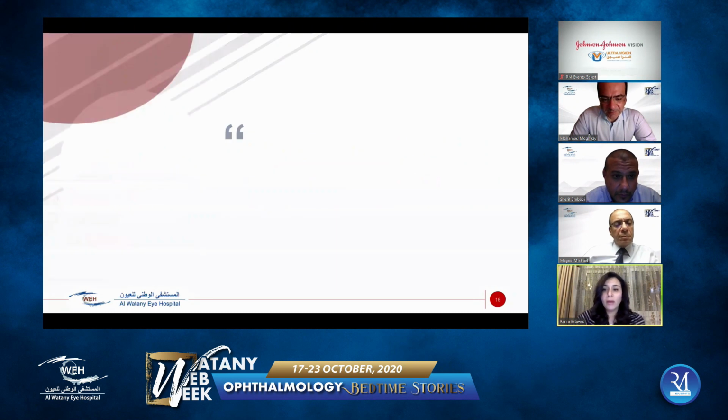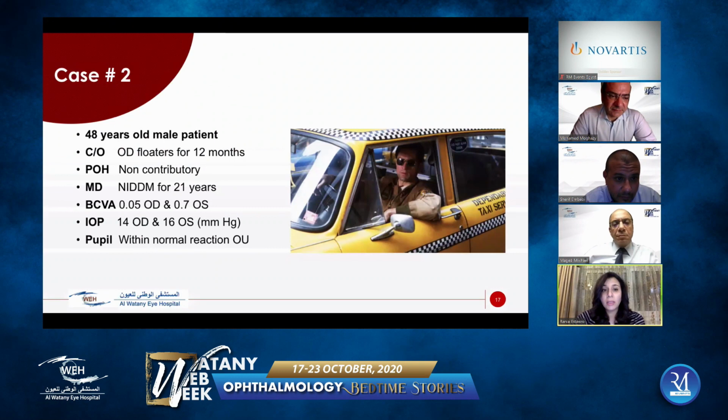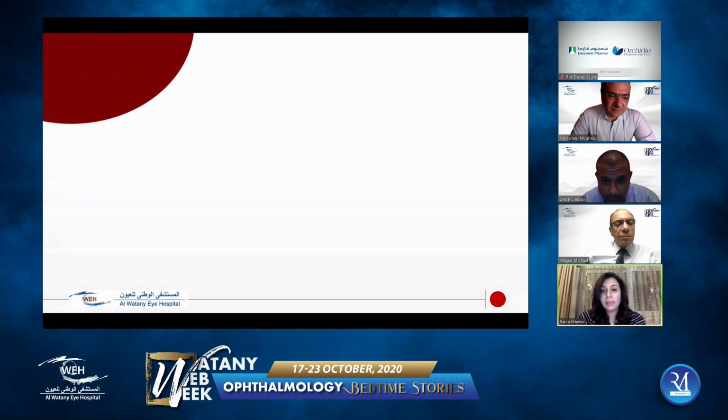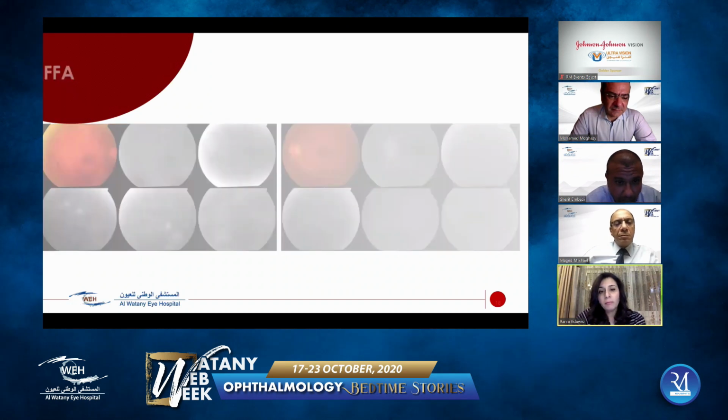Now moving to another case, he's a taxi driver, 48 years old male patient complaining of right floaters for 12 months with progressive loss of vision. Now the vision in the right eye is 0.05, 0.7 in the left eye, and fluorescein angiography, as you can see, shows signs of high-risk PDR. We can see hemorrhage, crescent hemorrhage, subhyaloid hemorrhage here, an early PDR in the left eye.